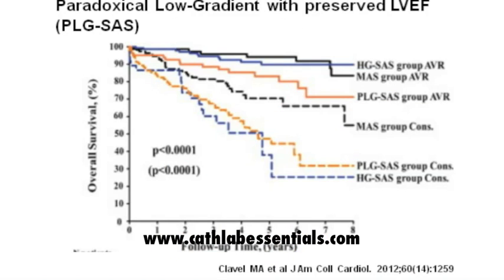This is the data from Clavel showing that in the paradoxic low gradient severe aortic stenosis group, PLGSAS, you see that with medical therapy they have the same outcome as the high gradient severe aortic stenosis group untreated. The response to valve replacement seems to improve their outcomes as it does with the other group.